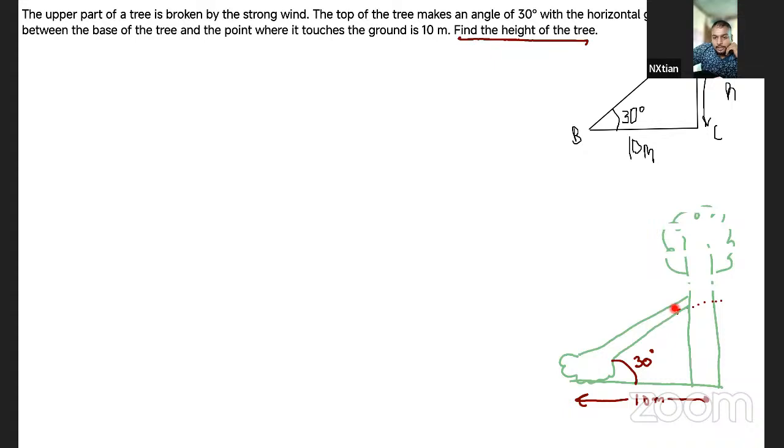No, the tree was looking like this. Okay, but now it is. We have to calculate this part and this part, and then we have to add it. Understood, Jahuan?